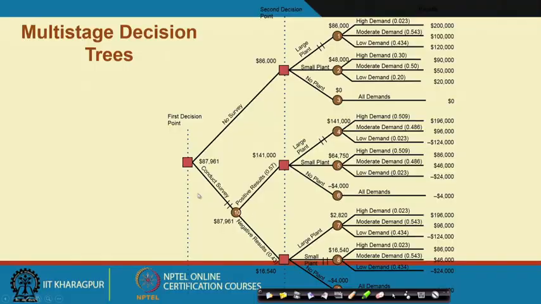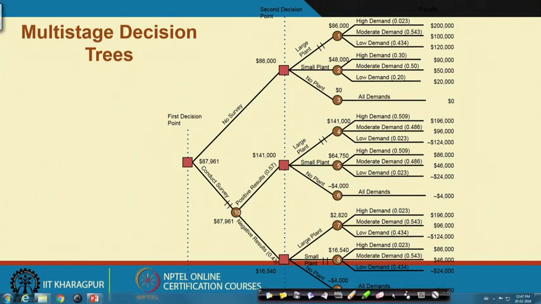That means it is branching upon branching upon branching. In every case we have different kinds of options, and corresponding to different options we have different levels of outcomes. For instance, this is the cited example here, and this is called a multi-stage decision tree. So, we start with an example. The first decision point is here.